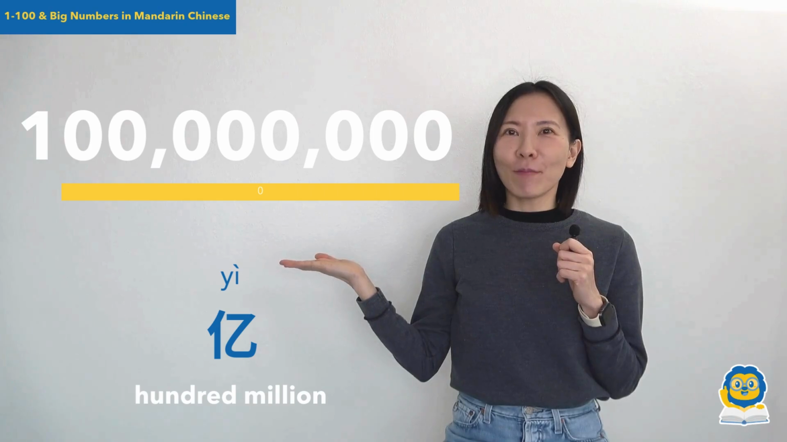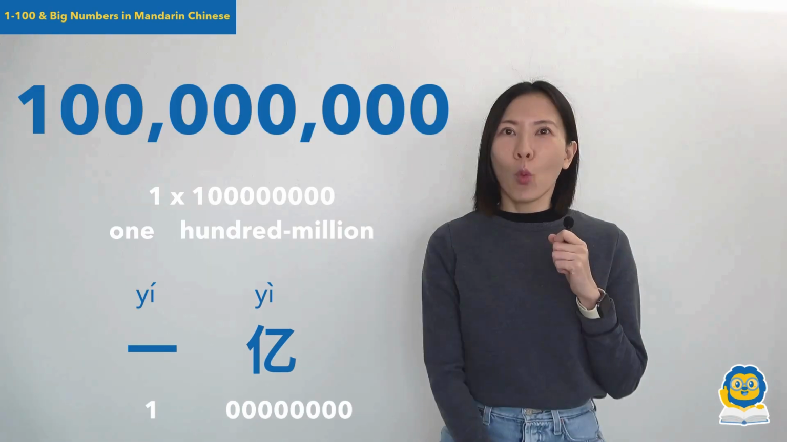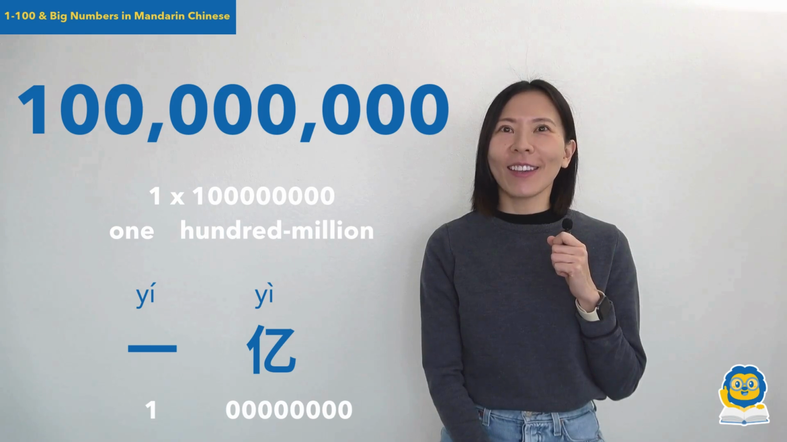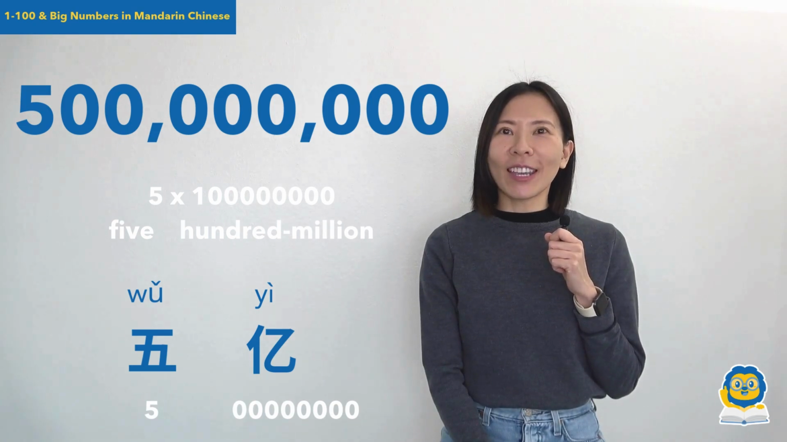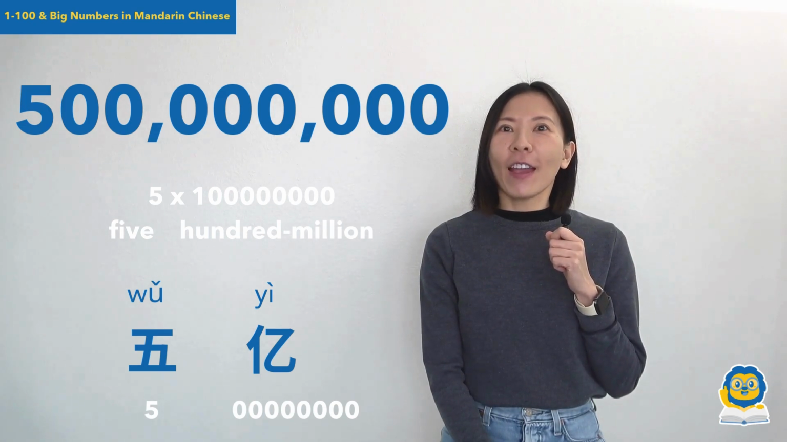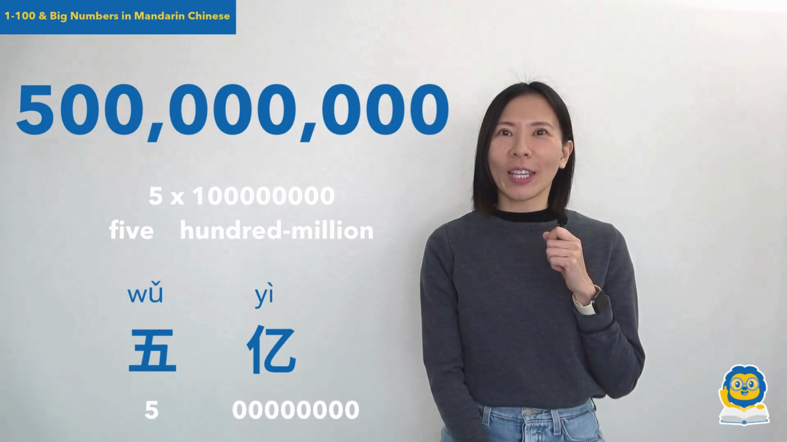Finally, 100 million in Mandarin Chinese is 亿. 100 million would be 1 and 100 million. 1 is 一. 100 million is 亿. 100 million is 一亿. And 500 million would be 5 and 100 million. 5 is 五. 100 million is 亿. 5 and 100 million is 五亿.